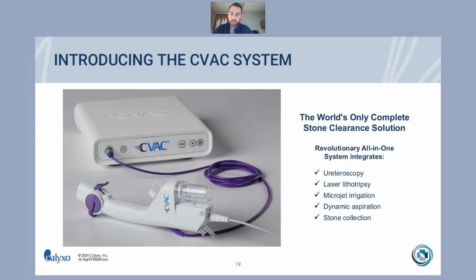This little box comes with the scope, and the scope is this white piece, and it's steerable and has a suction irrigation device on it. Like I said, there's a channel for the laser fiber to go through, as well as a basket if need be.